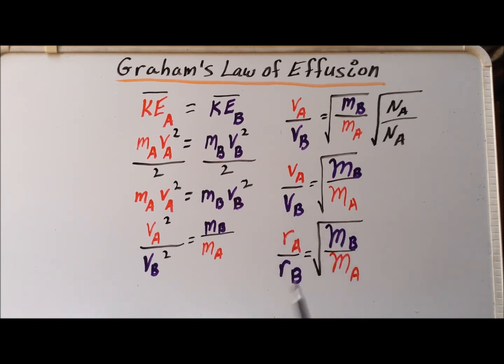So we get our final conclusion here, Graham's law of effusion, that the rate of effusion of A divided by the rate of effusion of B is equal to the square root of the molar mass of B divided by the molar mass of A.